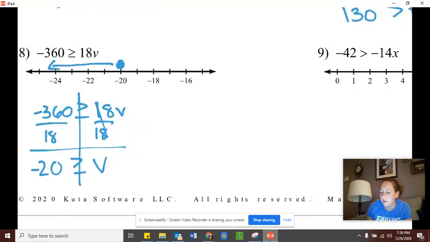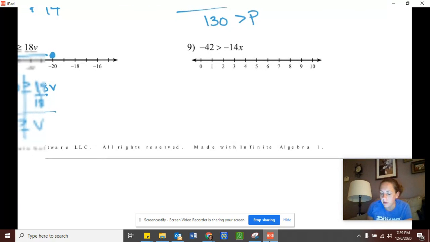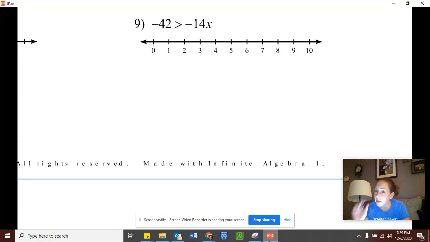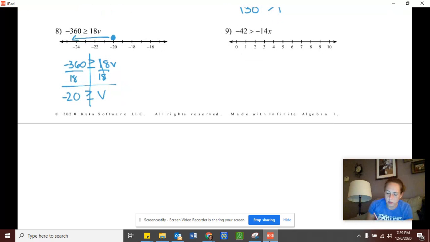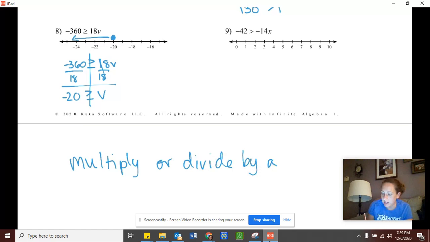Now, this one. Save this one for last because this is the one thing that trips people up with this. Usually they don't really have problems with the number lines. They don't really have problems with the solving because we've already solved equations. So the tricky part is there's this one rule that you always have to follow with inequalities, and that is when you multiply or divide by a negative.